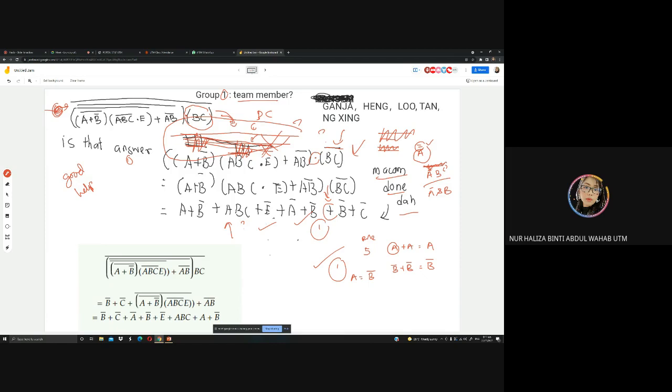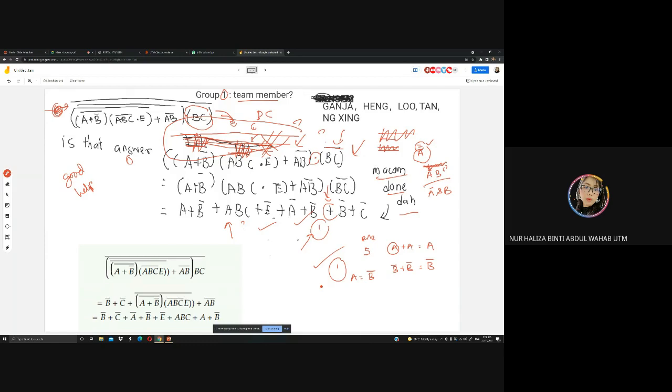So over here, group number one got the correct answer. Why can't I write this? For group number one, I give you only 1 mark because I cannot understand your step. You can see you just lost your marks because you skipped the proper steps.